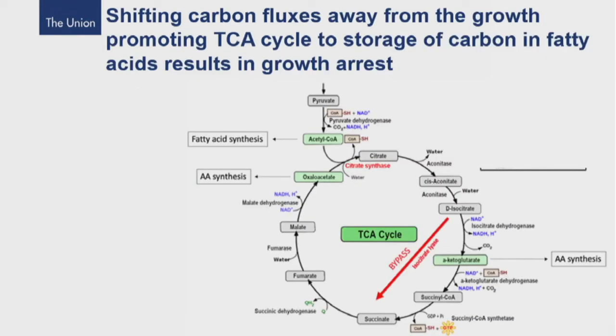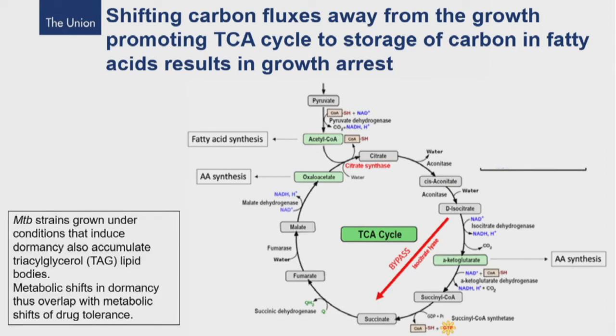Here you see that you have the TCA cycle, which mainly leads to amino acid synthesis, and if you move away from that, you go to fatty acid. This is, of course, also described in dormancy, so this shows that there's overlap between persistence and dormancy.